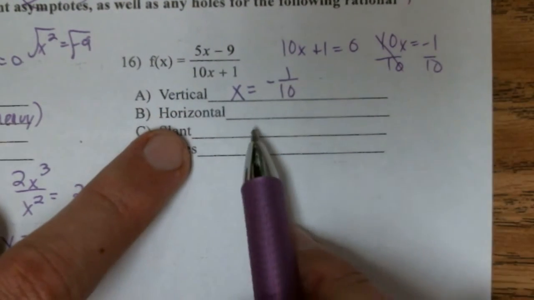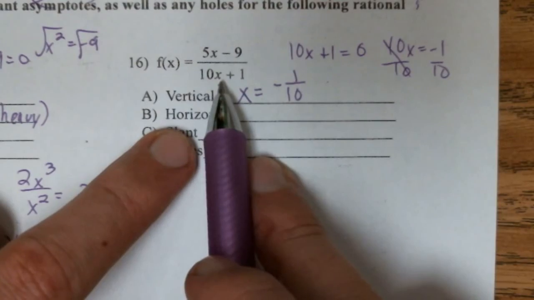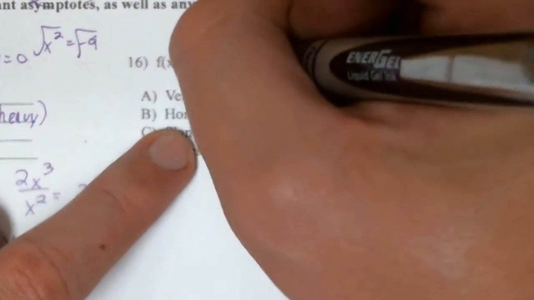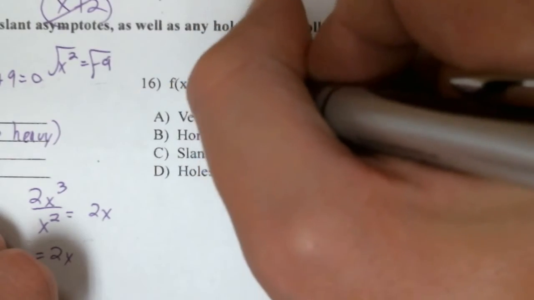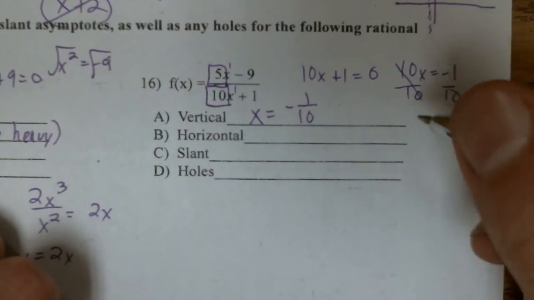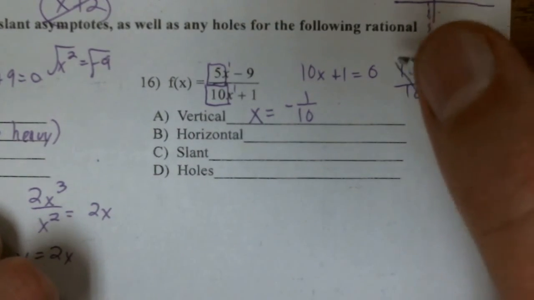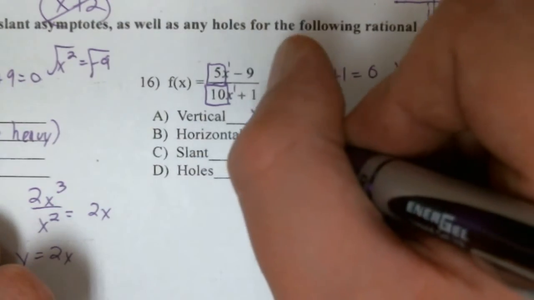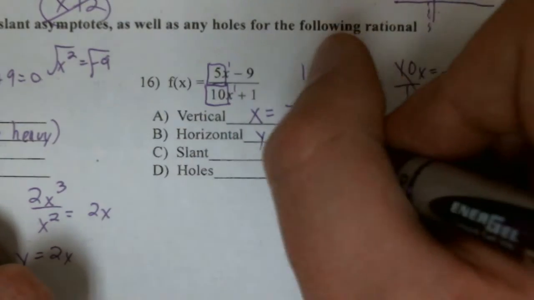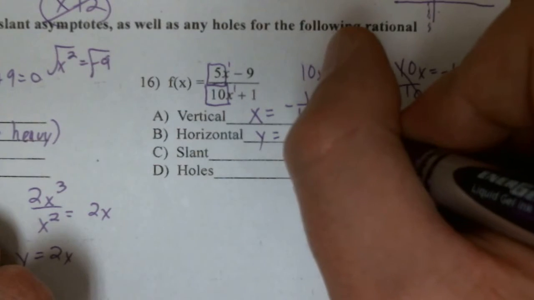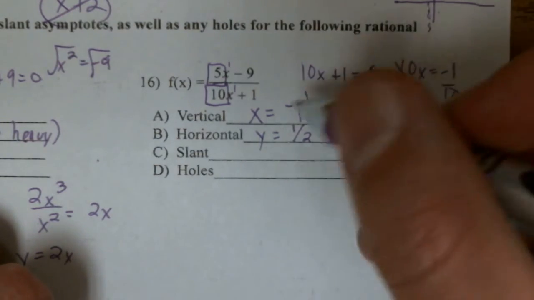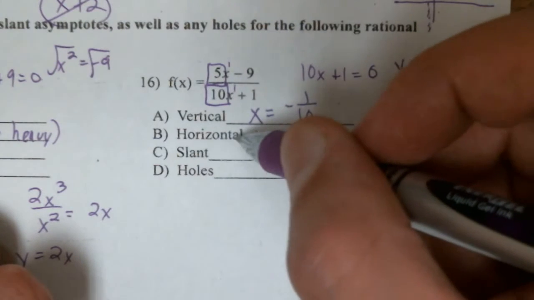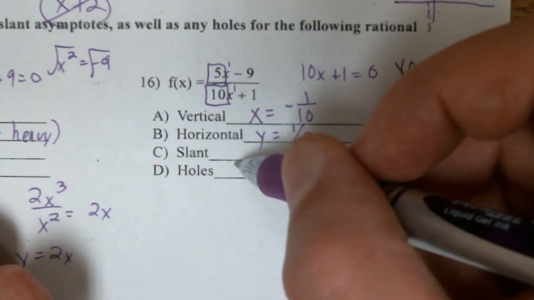Okay, horizontal asymptote. Are we top heavy or bottom heavy? We're neither. We have a 1 and a 1. So when it's neither, you look at the a divided by the b. You look at the coefficients. 5 divided by 10 is 1/2. Don't write 1/2. If vertical is x equals, horizontal is y equals. Y equals 1/2.